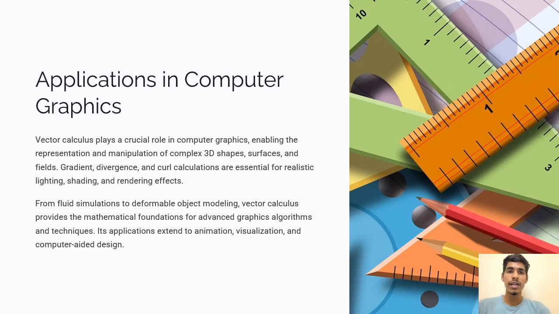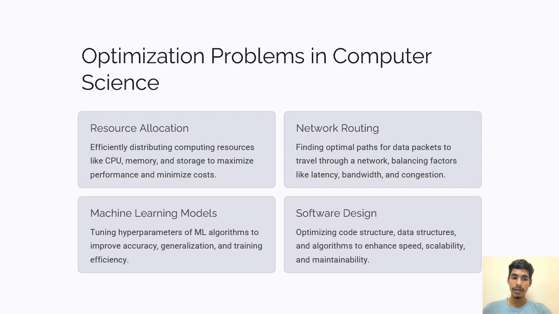Majorly, where is vector calculus used in computer graphical applications? Like we have studied in the subject CAD, computer-aided design also uses vector calculus. Then animation, visualization, graphics like cartoons are made. In various parts, vector calculus is used. Then optimization problems in computer science: resource allocation, network routing, machine learning models, software design.